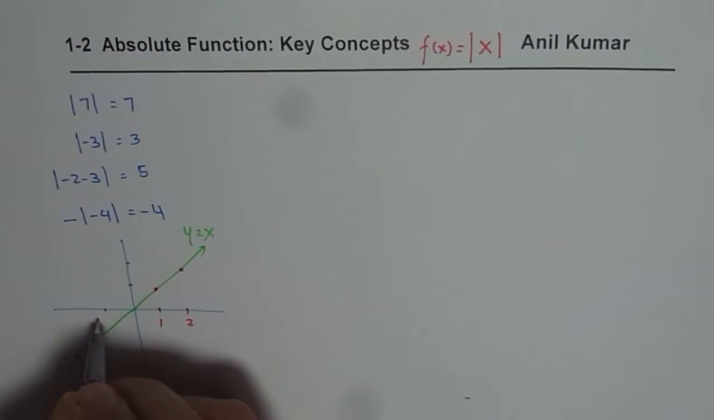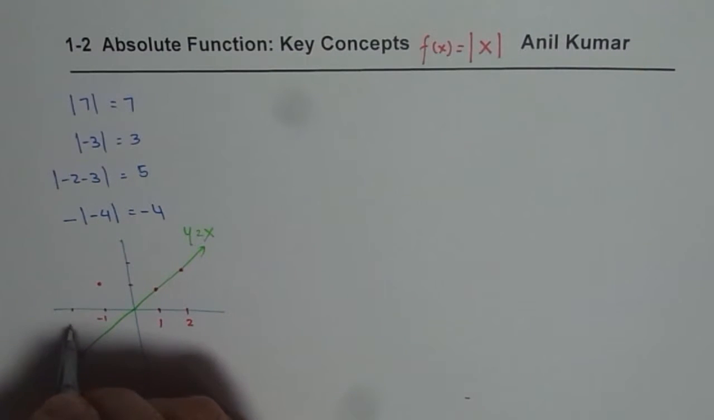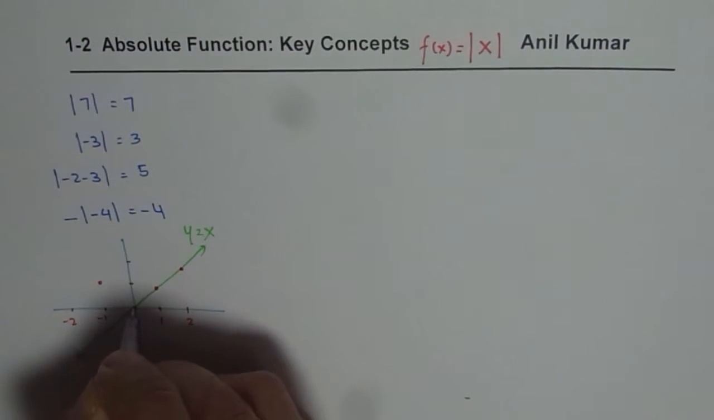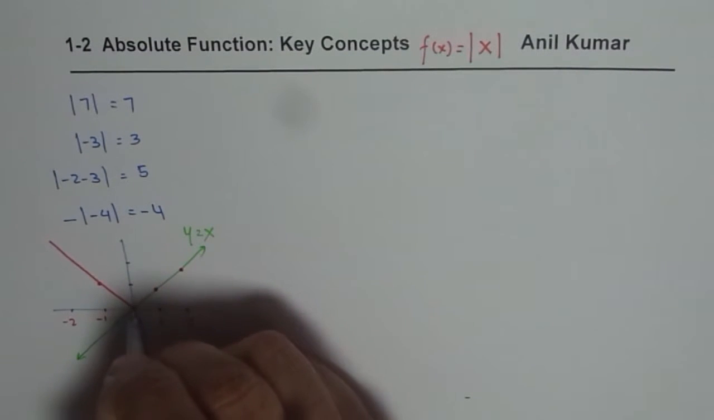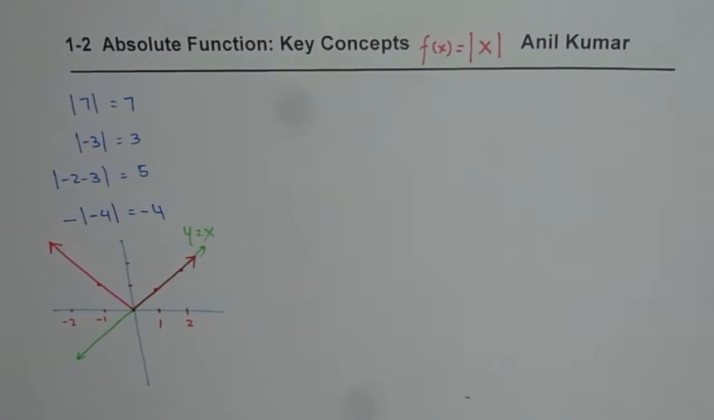However, if I have a value of minus 1, then the absolute value of minus 1 is not minus 1, but plus 1. So you get a point here. And for minus 2, it will be plus 2. So what really happens is that for any value of x which is less than 0, the absolute value is the negative of that, right? So we get a graph which is kind of like this. This graph in red represents the absolute function. Do you see that? That is the absolute function we are talking about.